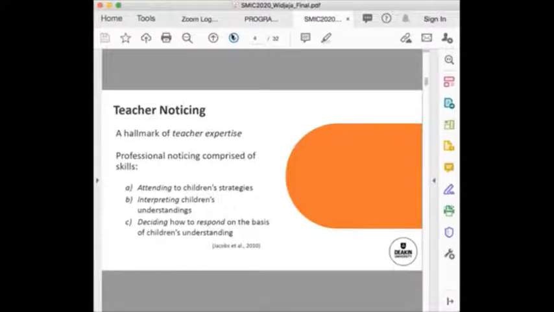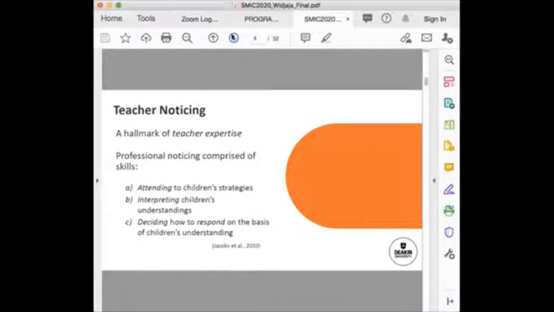Actually, it's one of the growing fields of research, and it's considered a hallmark of teacher expertise. When you talk about experienced teachers and beginning teachers, you can distinguish the different quality of their noticing, for instance. So professional noticing here, I quoted the work of Jacobs. There are other definitions of teacher noticing. According to Jacobs and colleagues, they look at three different aspects of professional noticing.